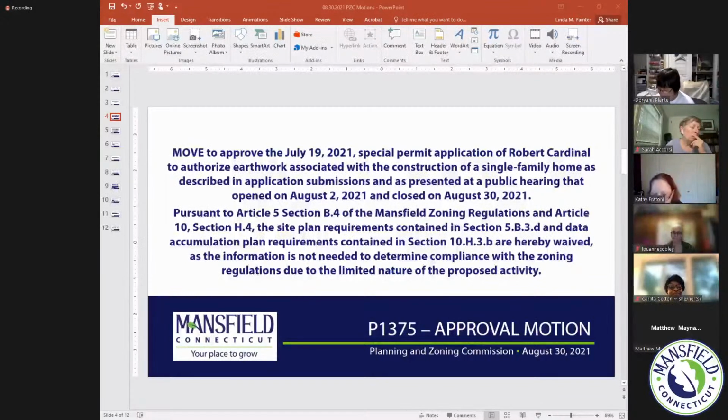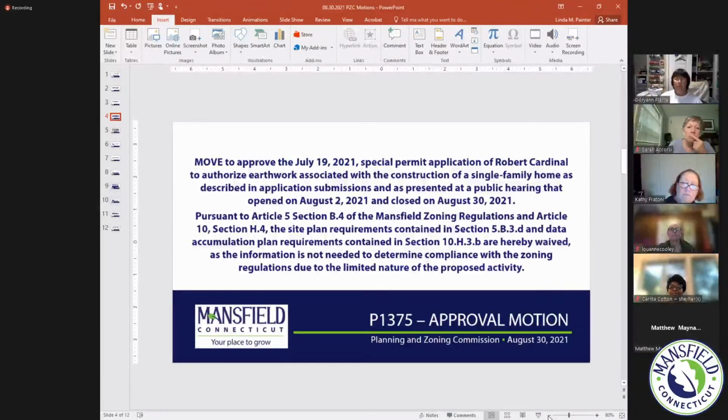All right, good. Ron, move to approve the July 19, 2021 special permit application of Robert Cardinal to authorize earthwork associated with the construction of a single-family home. Linda, could we slide that slide over? It would move to my left so I could read the full screen. I cannot change the size of the font. There we go. That's fine.